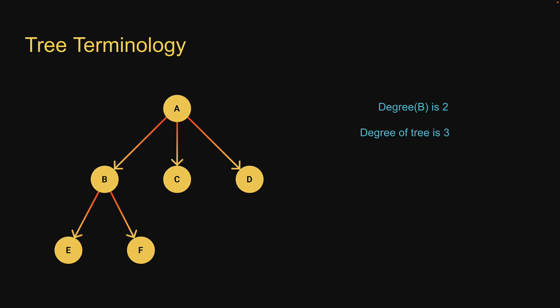The depth of a node is the number of edges from the root to that node. For example, depth of E is 2. The depth of root node is always 0. Finally, the height of a node is the number of edges from the deepest leaf to that node. Height of node B is 1. The height of the root node is considered the height of the tree, which is 2.